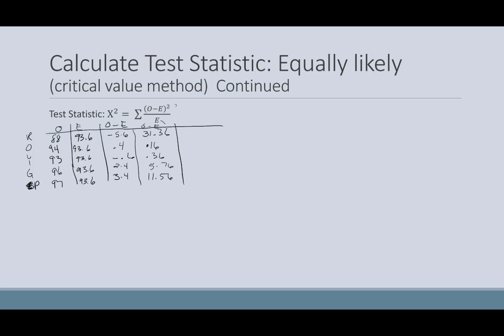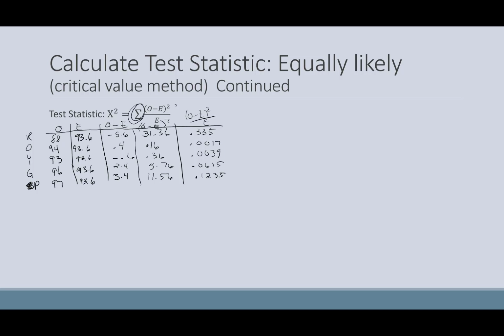So I have my observed minus my expected. I squared them. Now the last thing I need to do here is divide those by E. So I'm going to take my observed minus expected squared, the column I just did, divide it by the expected values. I'm going to get my expected values again from my column over there titled E. So for this first one, I would take my 31.36 divided by 93.6. When I do that, I end up getting 0.335. So I'm going to do that for each of my values now. So there I have all of my values when I took my observed minus expected squared value and I divided it by the expected value.